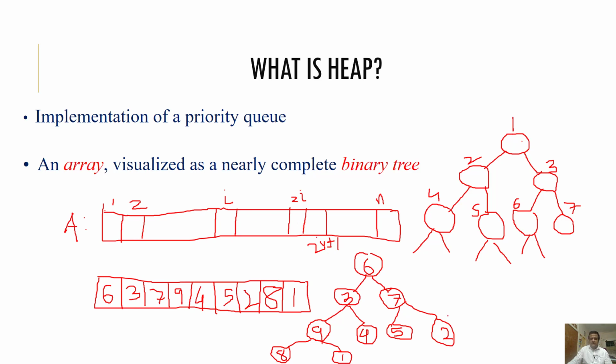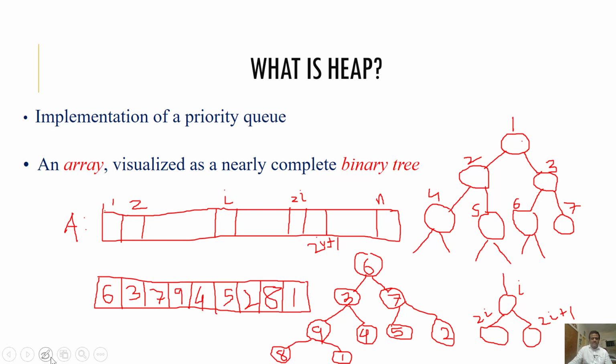So, if this is Ai, the ith element of the array, then the children are here. The left child is A2i, whatever the value is there, and the right child is A2i plus 1. So, this is the way we view this array as a tree. This is just a visualization.